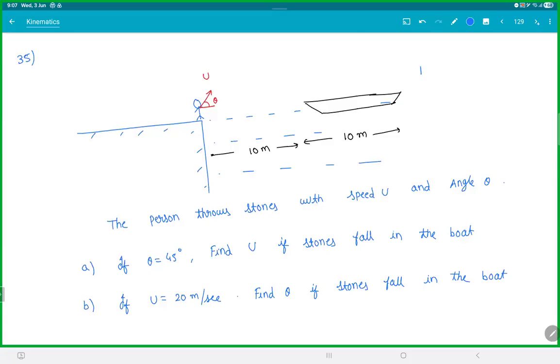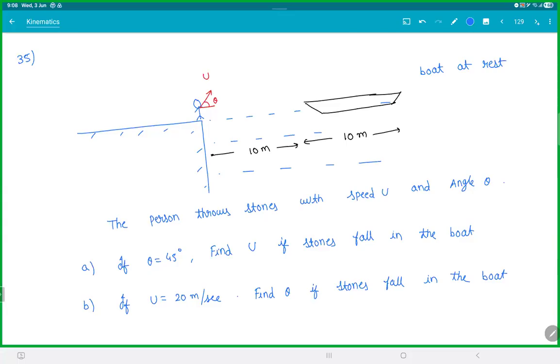The boat is at rest. We can even make the boat also move. That will be more fun, but let's not do it right now. Then they can ask you to find the total number of stones that fall in the boat if the man is throwing one stone every second. You can do all that kind of thing, but let's get this done. I hope the question was clear.